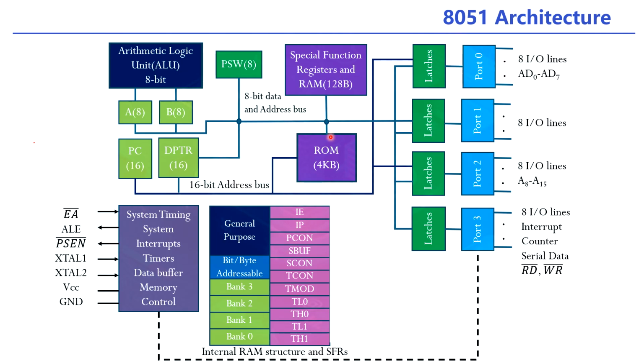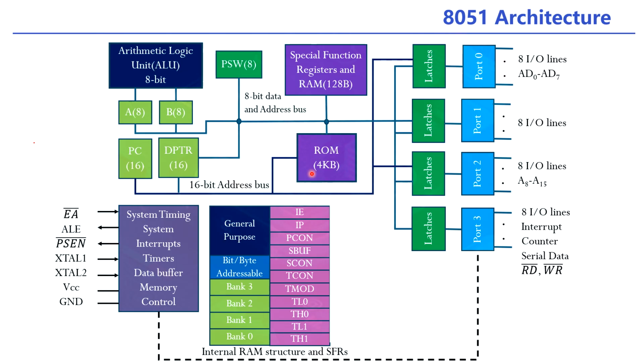And coming to the ROM. ROM stands for read-only memory, which is normally used to store your application code as well as some constant or permanent data. The address range in hexadecimal is 0000H to 0FFFH.